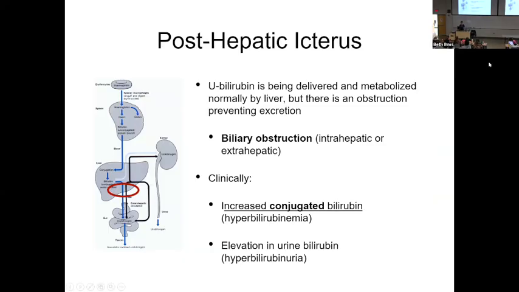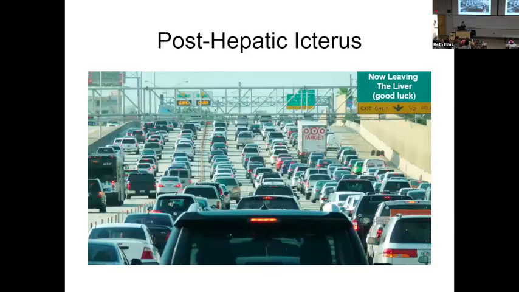Post-hepatic icterus, we're making normal amounts, we're processing it appropriately. We have a bile duct obstruction or a gallbladder obstruction. We've conjugated it all, we're finished with it. So this is all conjugated bilirubin in blood. And we're gonna see a lot of bilirubin in the urine, because it's all water soluble, it can get there. This is post-hepatic icterus. We've had a great time at the liver, now we're trying to leave. It is not gonna happen, we're stuck.